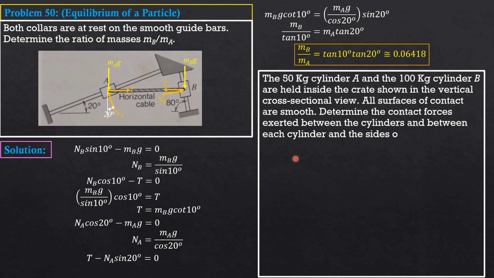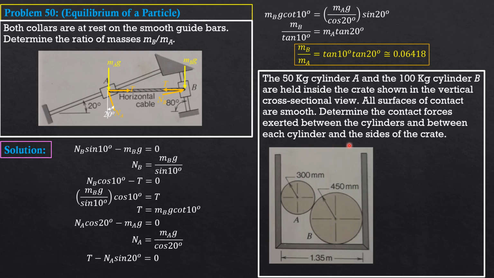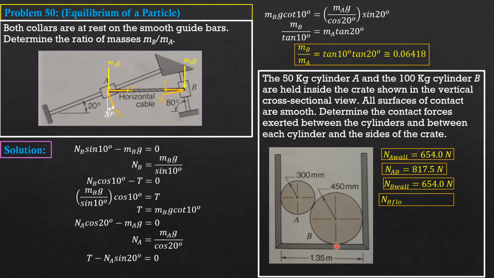All surfaces of contact are smooth. Determine the contact forces exerted between the cylinders and between each cylinder and the sides of the crate. So this is the given figure. So I want you to show that the horizontal normal reaction NA at the wall is 654 newtons. Then in between A and B, the contact force NAB is equal to 817.5. Then NB at the wall is of course equal to 654 newtons also. Then NB at the floor is equal to 1472 newtons.